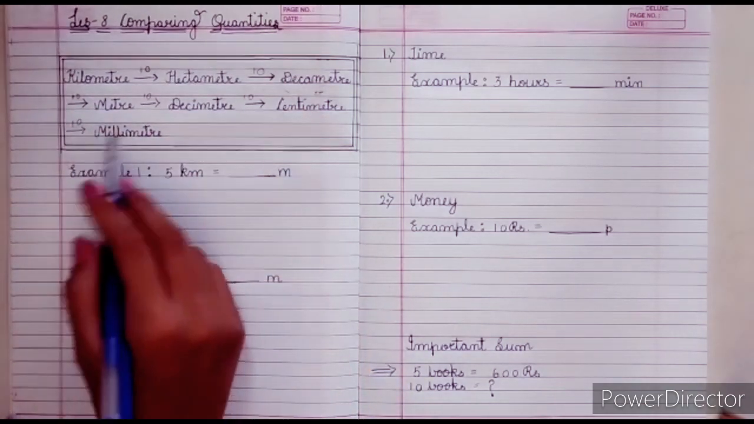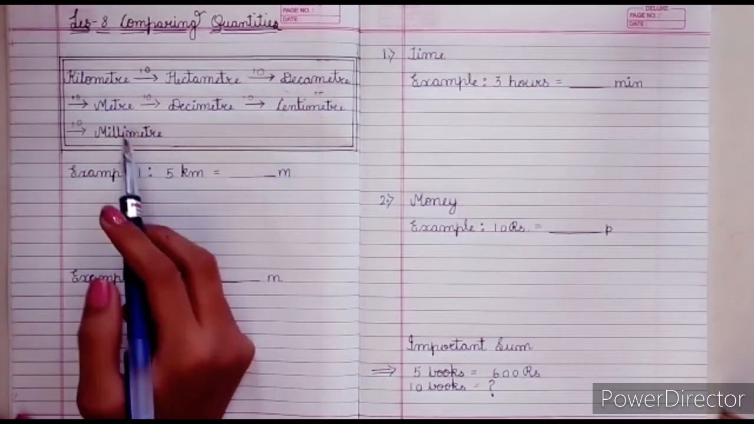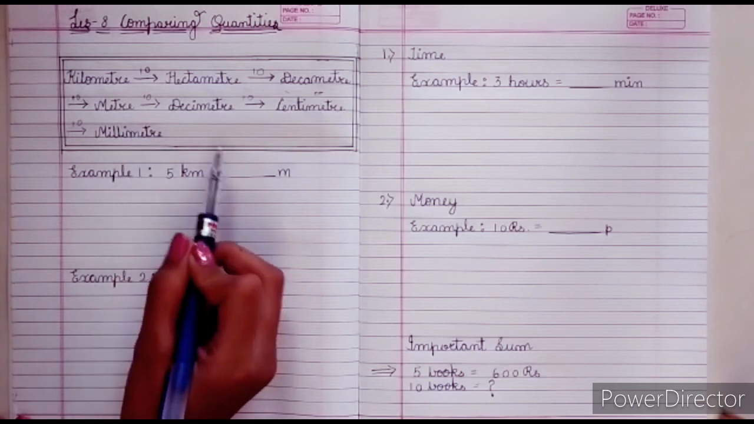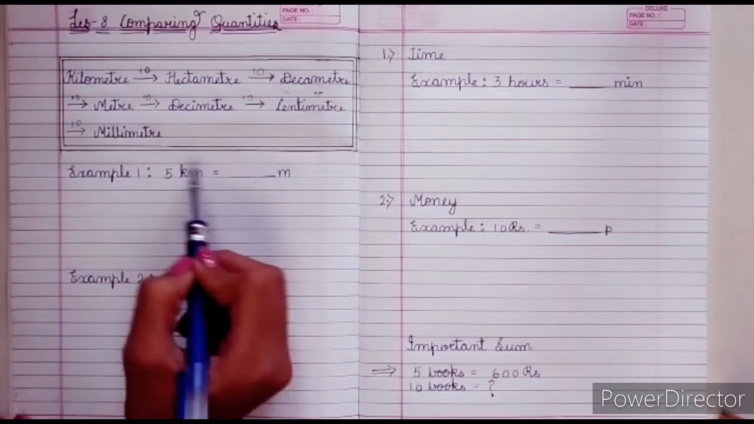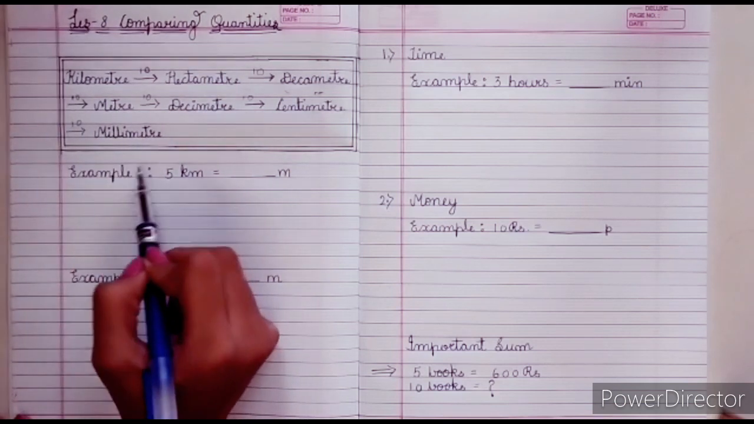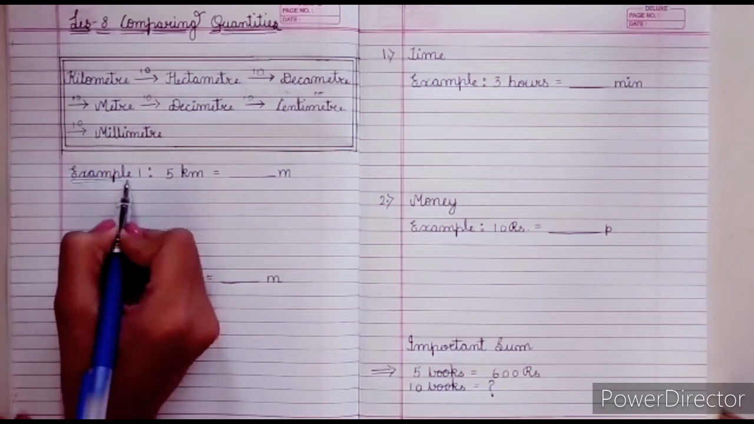And we have to remember a formula that in this, if we go big to small, then we multiply, and if we go small to big, then we divide. So let's take an example to understand it in a better way.